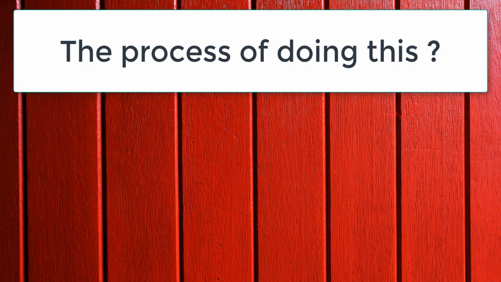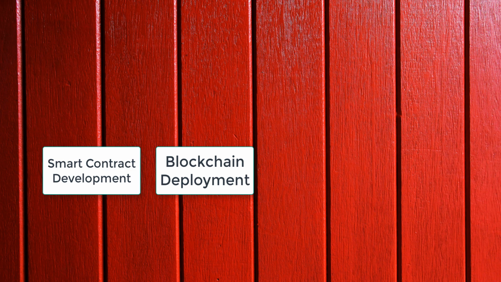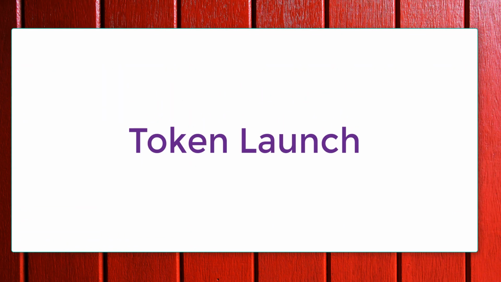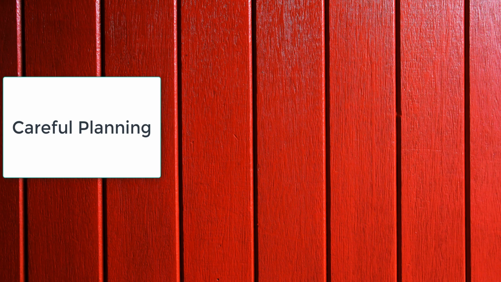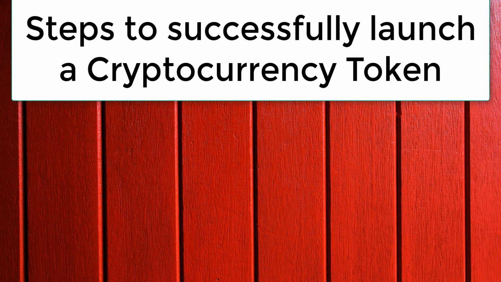So the process of doing this is pretty straightforward. This involves technical steps like smart contract development, blockchain deployment, listing on exchanges, and legal compliance. We're going to take a look at this right now, step by step, without wasting much time. So take a look at token launch in full right now. Launching a cryptocurrency token from scratch requires careful planning, technical execution, and compliance with legal regulations. Here is a step-by-step guide to help you successfully create and launch your cryptocurrency tokens.